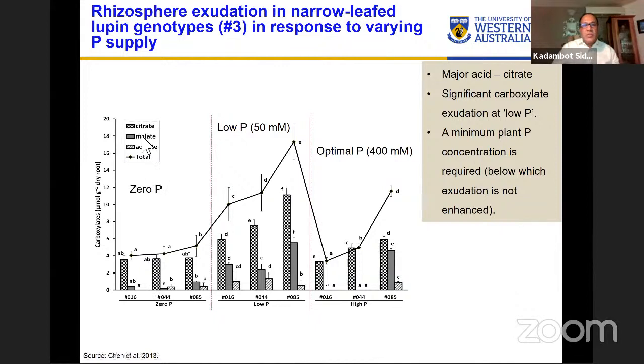These are anions: citrate, malate, and acetate. If you look at point number 1, the major acid is citrate. They excrete it, and it solubilizes the phosphate which is bound in the soil particles and makes it available. There is significant carboxylate exudation at low P, particularly low P.